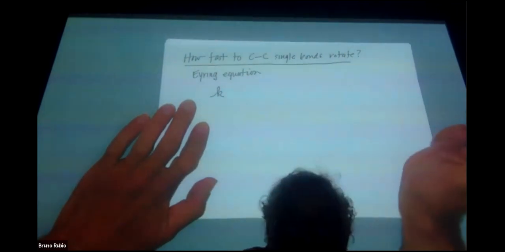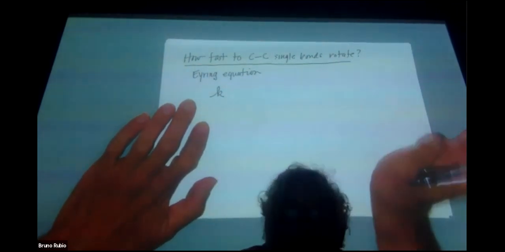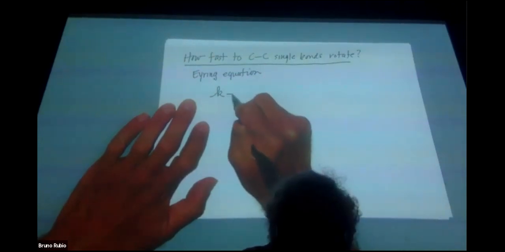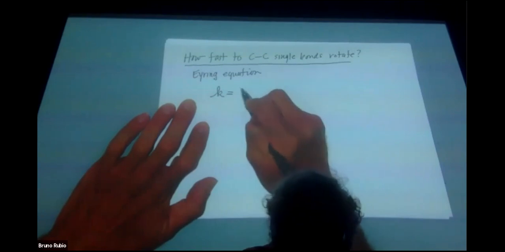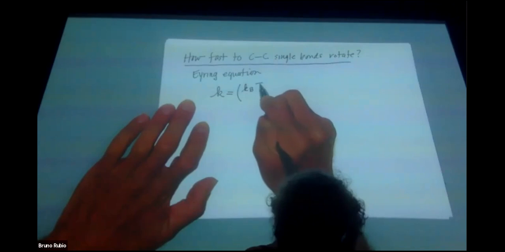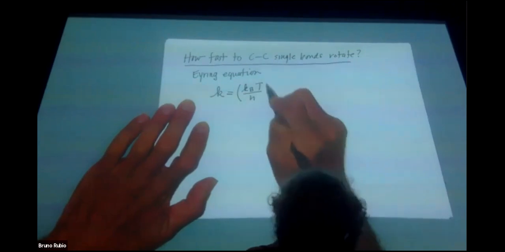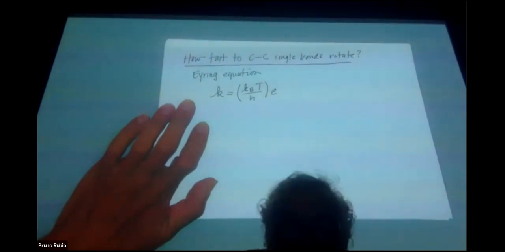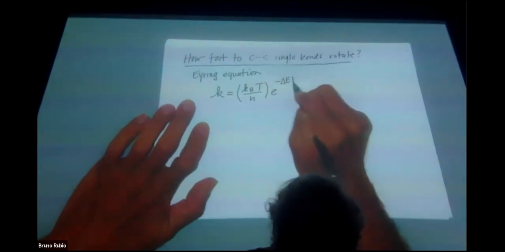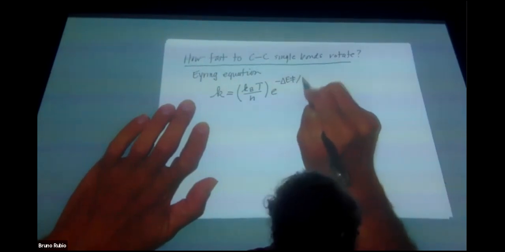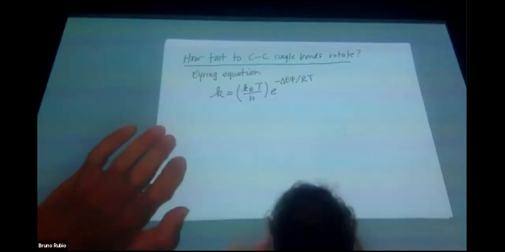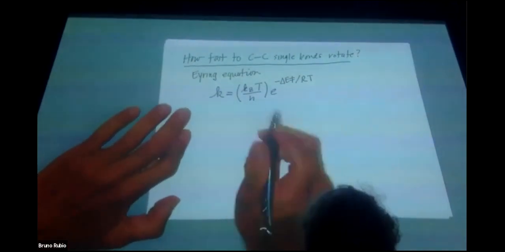You don't have to memorize this, but for the quiz on Thursday, you have to be able to use it. Let me just write the equation, then I'll tell you what all these symbols mean. k is equal to k_B T divided by h, times e to the minus delta E double dagger divided by RT. You remember e from Gen Chem, right? So that's the Eyring equation. It's going to tell us how fast these bonds are rotating.